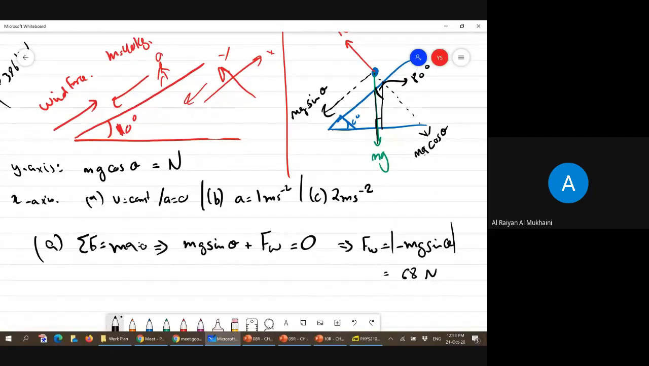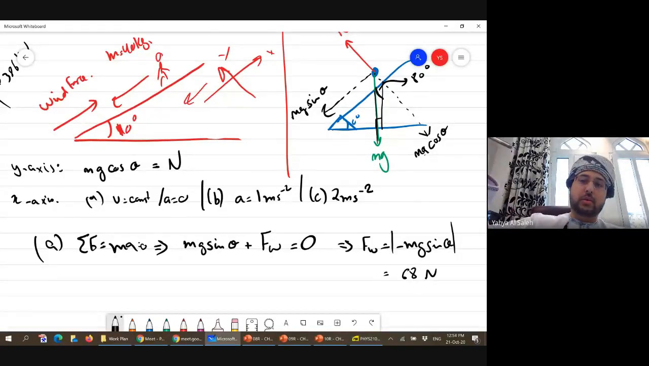Because our skier is going down the slope. He's not going up or going down, right? So the sum of the forces in the y-axis is equal to 0. The question is only asking us about the x-axis because the wind is only in the x-axis. This is how the question is formulated.